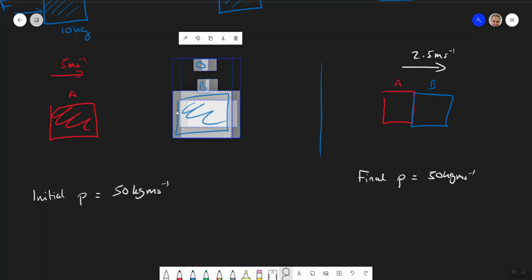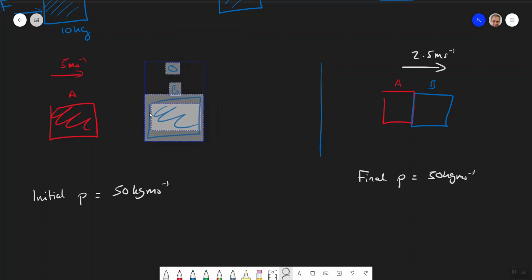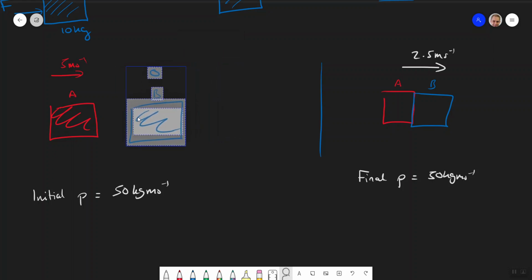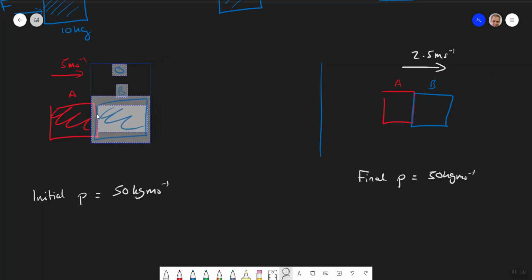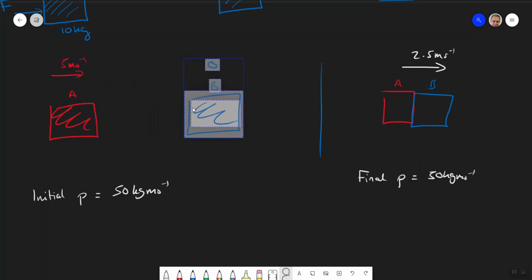the red one has also slowed down. So how has the red one slowed down? Well, it must have had a force acting in that direction, acting on it. And the only thing it's come into contact with has been the blue block. So that must mean the blue block must have pushed back on the red block with the same force.